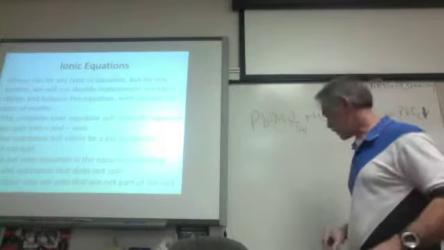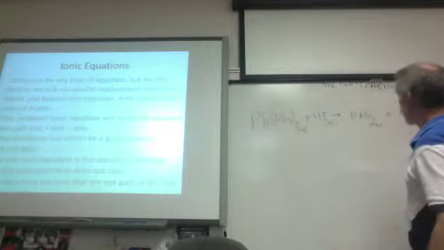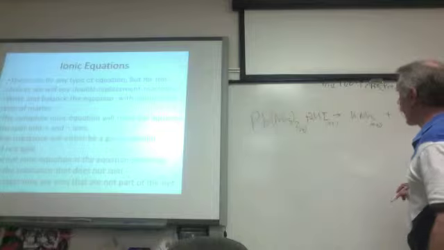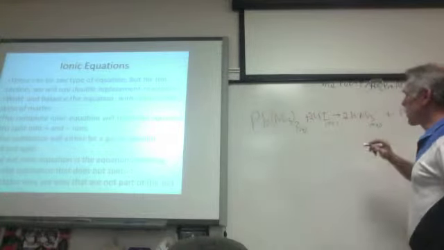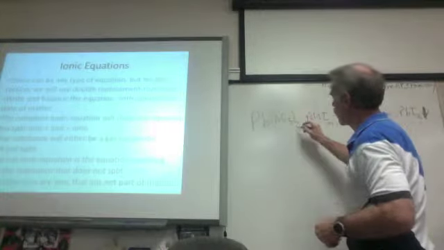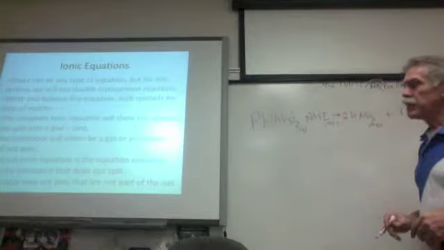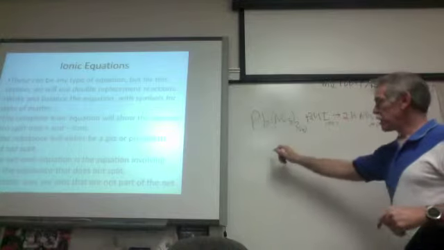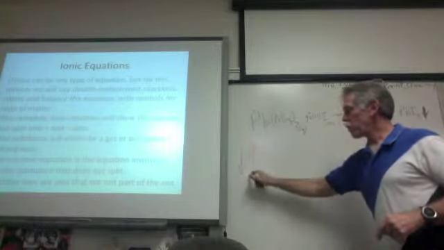This one's not balanced. You need to balance it. Hopefully you'll balance that on your lab also. We have two iodines here and one there. So we need to put a 2 in front of the KI, and that gives us 2 Ks. So we put a 2 in front of the KNO3 on the other side. That gives us 2 NO3s, and we go over here, we already have NO3 two. So now we're balanced.